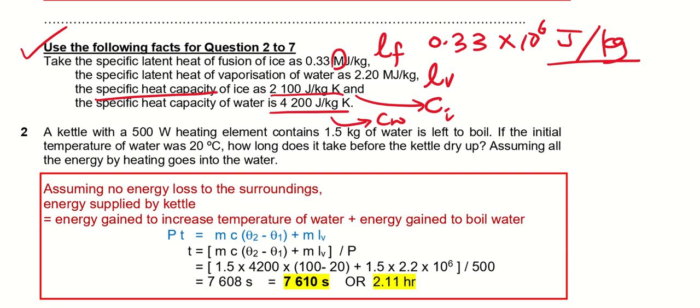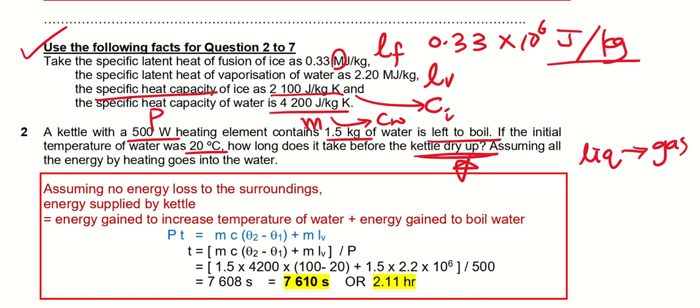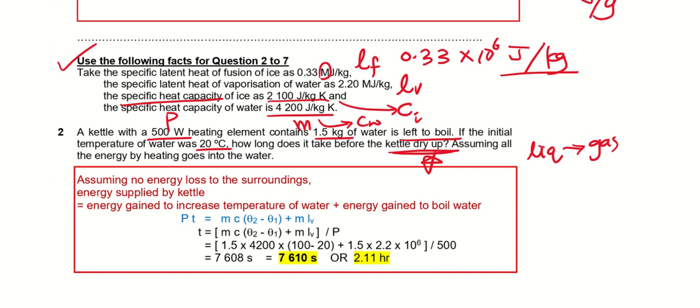Okay, let's start with the first question. A kettle with a 500 watts heating element, so this is my P, contains 1.5 kg, this is my mass, and is left to boil. If the initial temperature was 20 degrees, how long does it take before the kettle dries up? This is the key point here. Dry up means when you open up the kettle, do you still see water? No, there's nothing inside, it's really dried up. That means initially I had liquid, and it has turned all into gas. So if I were to draw the heating curve, it will look like this.